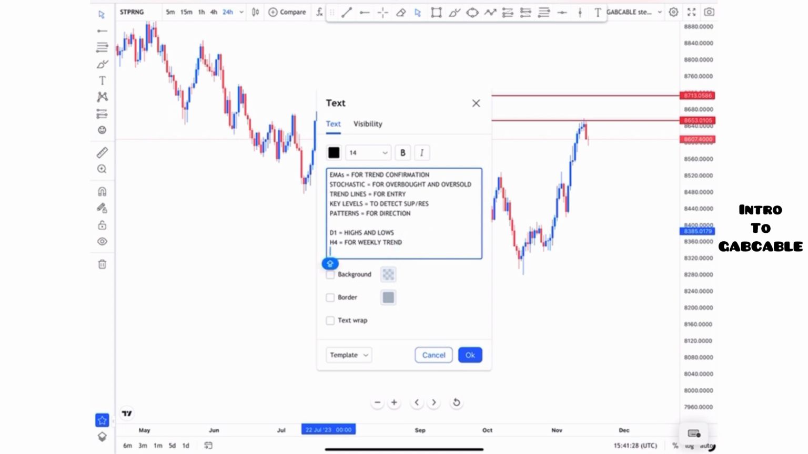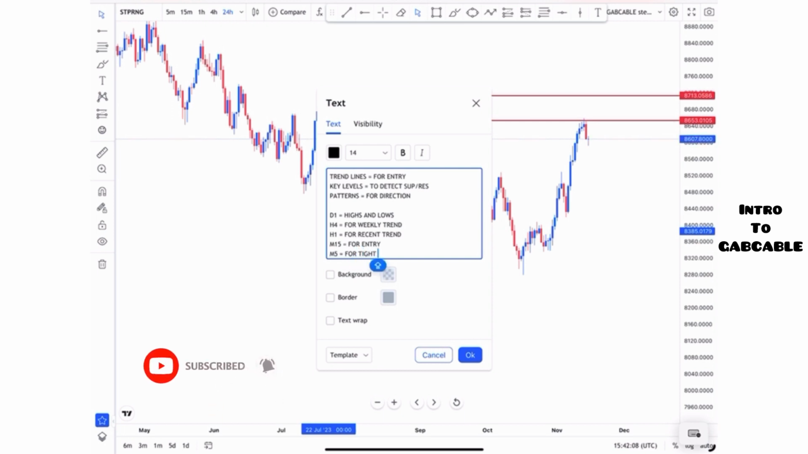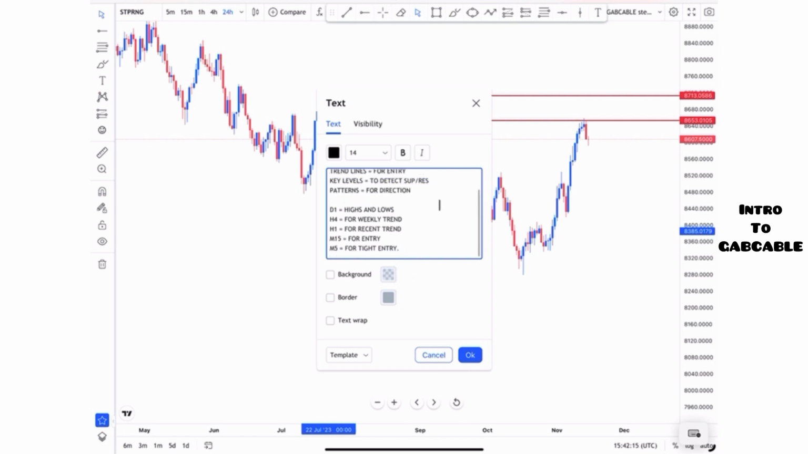Okay, H1 for recent trend. M15 for entry. Then M5 for tight entry. So guys, this is it. This is everything.